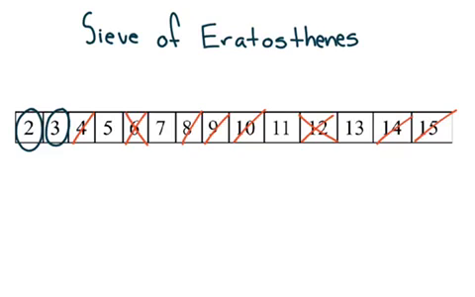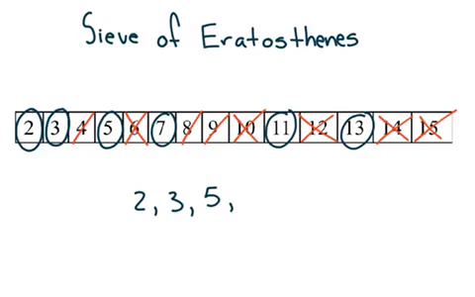The third prime number in the list is 5, and we'd go ahead and mark off 10 and 15 again. Same procedure with 7, marking off 14, and finally 11 and 13 are left. So we have 2, 3, 5, 7, 11, and 13 as all the prime numbers up to 15.